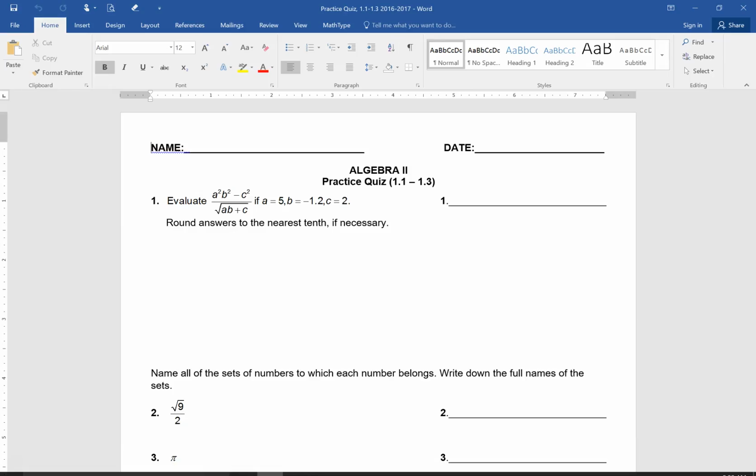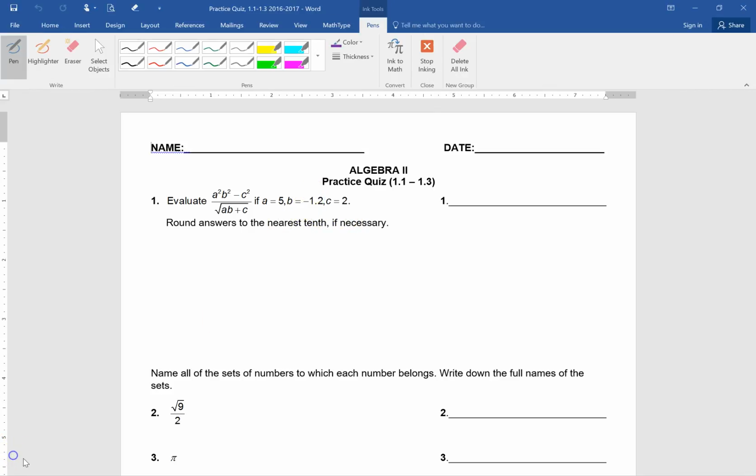All right, so the first one says to evaluate, and it's given you a few points. So we plug them in, and A is 5, B is negative 1.2, and C is 2. All right, so what do we get here? It's 5 squared times negative 1.2 squared minus 2 squared all over the square root of 5 times negative 1.2 plus 2. Okay?